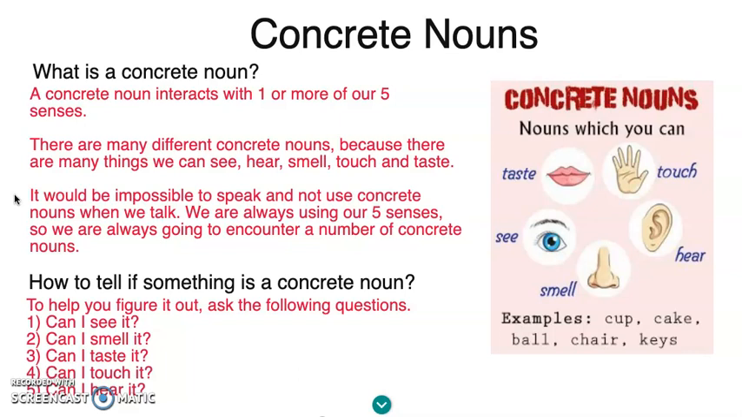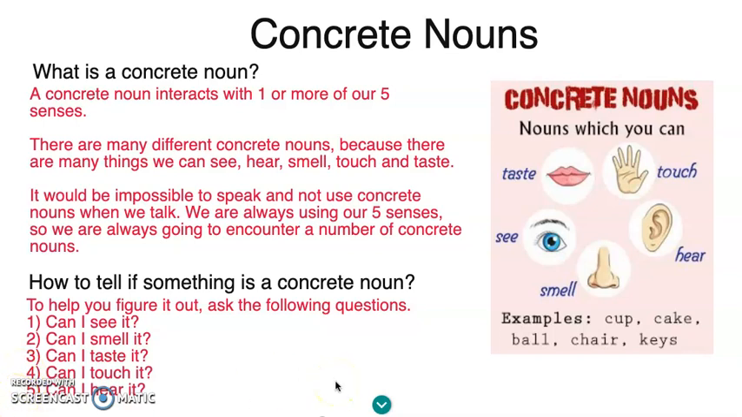So, how can we tell if something is a concrete noun? That's nice and easy because to help us figure it out, all we need to do is ask ourselves the following questions. And that's, can I see it? Can I smell it? Can I taste it? Can I touch it? And can I hear it?